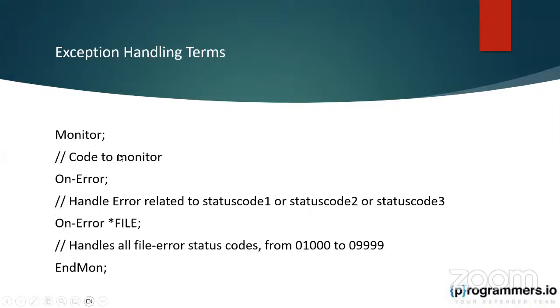If we get an error in that particular statement, then the monitor block will pass the statement to the on-error statement, and the on-error statement will capture those errors. Inside this on-error block we can display the information related to that error. And if all the statements in the monitor block are processed without any error, then the control will pass to the endmon statement, and the further code will be run. And we can also give %file, and it will handle all the file related errors.